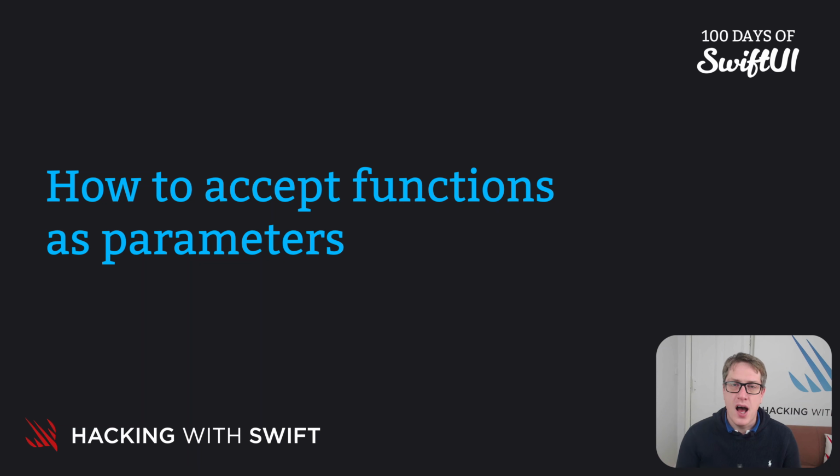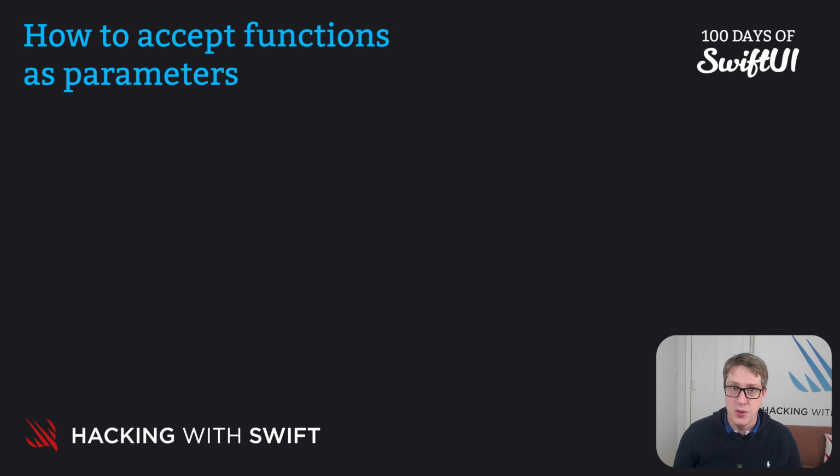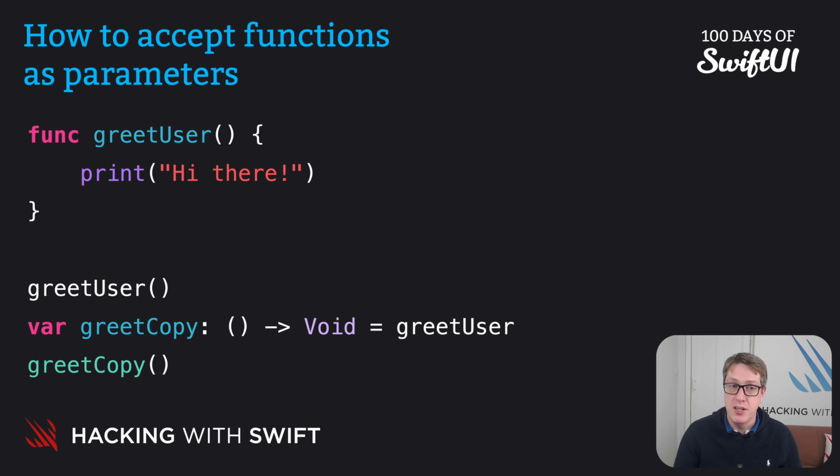There's one last closure topic I want to look at, which is how to write functions that accept functions as parameters. This is particularly important with closures, thanks to trailing closure syntax, but it's a useful skill in other places too. Now, previously, we looked at code like this. func greetUser, print "hi there". We call greetUser, take a copy of greetUser, and then call the copy.